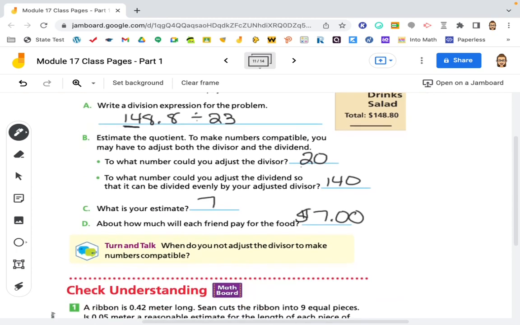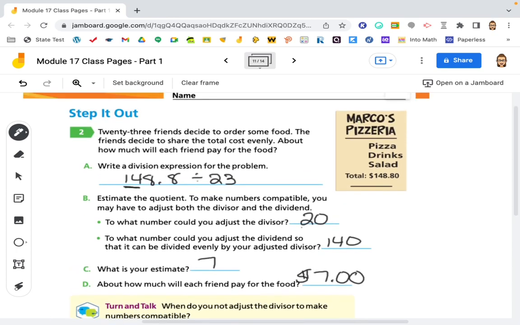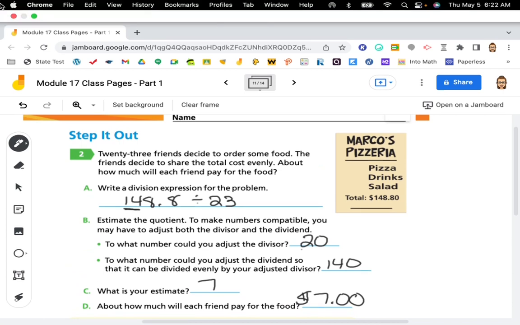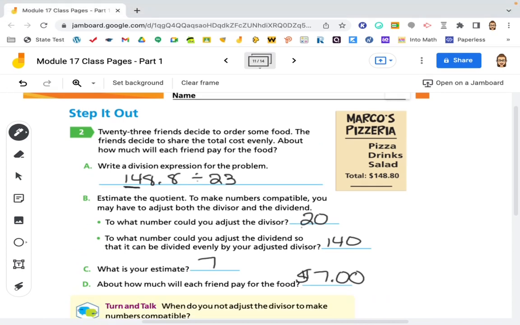And that is all for today's lesson. Hopefully now you are able to assess or estimate the quotient of a decimal division problem by using compatible numbers. And remember, in order to be a math person, all you have to do is be a person and do math.